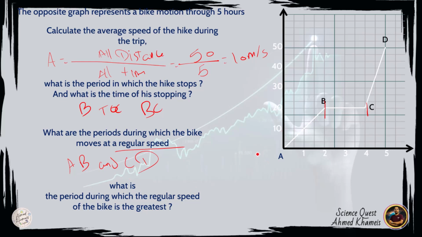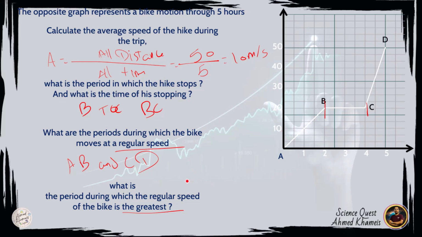Finally, what is the period during which the regular speed of the bike is the greatest? So which period, from A to B or from C to D, was the bike going with a greater speed? In order to get in which period the bike speed was the greatest, we need to calculate the speed from A to B and the speed from C to D.